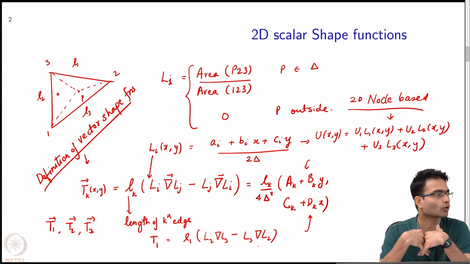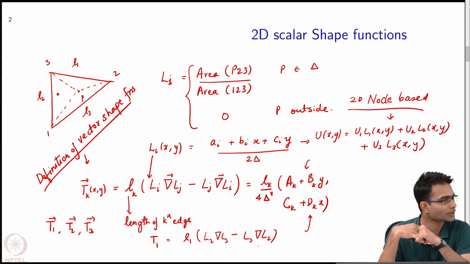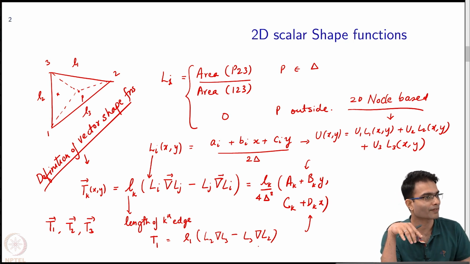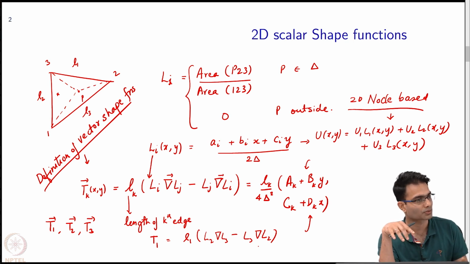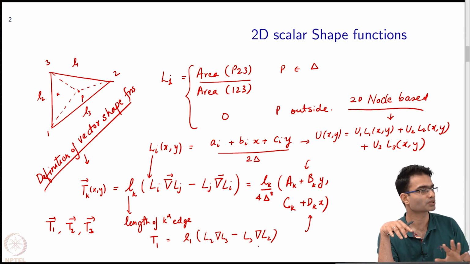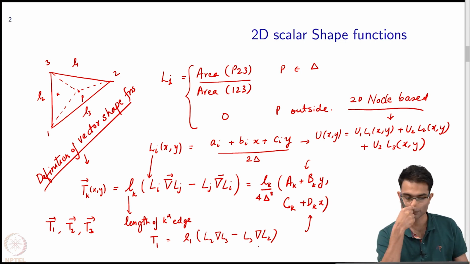There is a problem called internal resonances, which happens in the case of node based formulation, where you get some spurious solutions, which physically do not exist, but they appear when you try to solve the system of equations using node based. Those go away when you use edge based elements. Okay.